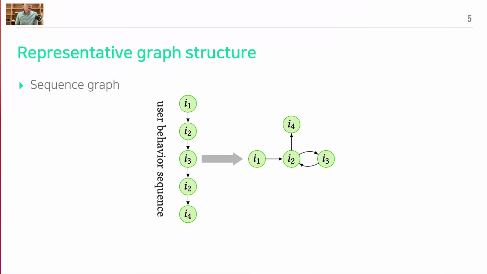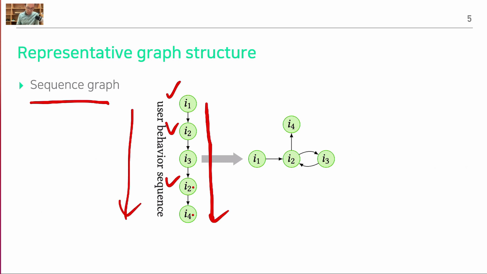What other information can we have? Maybe we can have a sequence graph. So we have the user behavior sequence information. Per user, we have this behavior, maybe visiting behavior or purchasing behavior. The user purchased the first item, then the second, third, and second, fourth. So he or she bought the second item 2 times, and we have this sequential information.